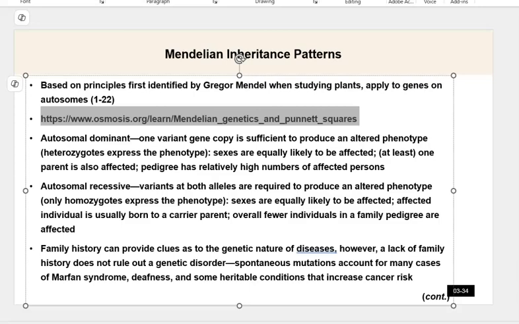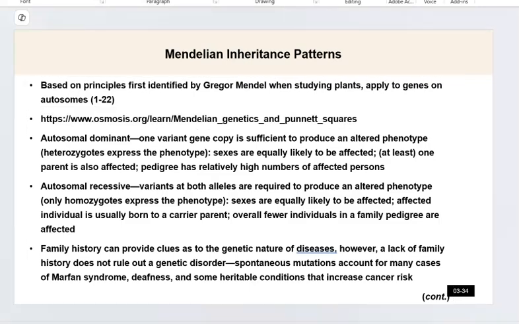The other thing to remember is that the family history can provide clues of genetic nature of diseases, but there are genetic disorders that can occur from spontaneous mutations, right? So we know that some things are genetic, but sometimes we can also get diseases just from spontaneous mutations, which is kind of what we're also needing to remember when we're talking about pathology for humans.